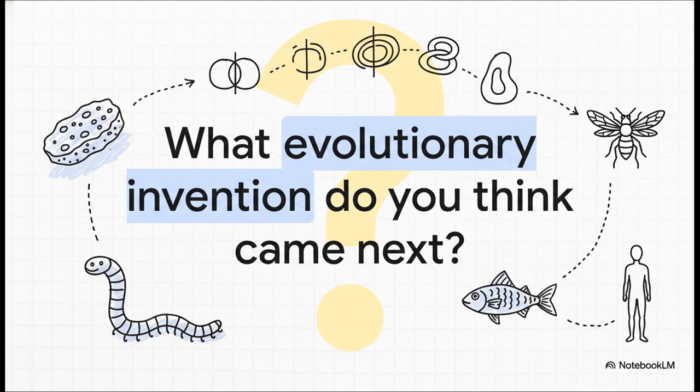Each step, tissues, symmetry, a third germ layer, a body cavity, it opened up a whole new world of possibilities for animal life. So this leads to the final question. What was the next big breakthrough? What innovation allowed for the explosion of diversity that led to insects, fish, and eventually us?